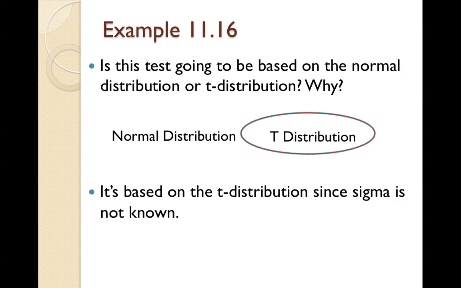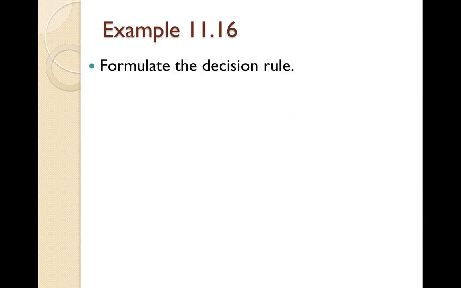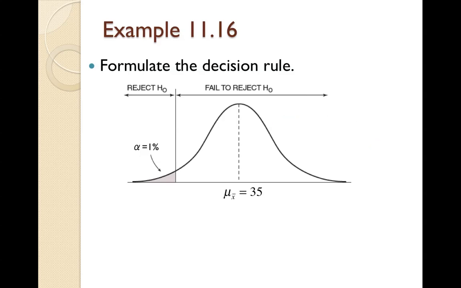So you should note that you're going to use t-test on your calculator when the time comes to use the calculator. Your decision rule, first take a look at a picture that you should produce. You start in the center of a bell curve with mu sub x bar equals 35. The mean of the population is 35.